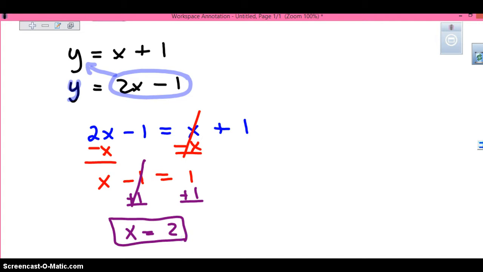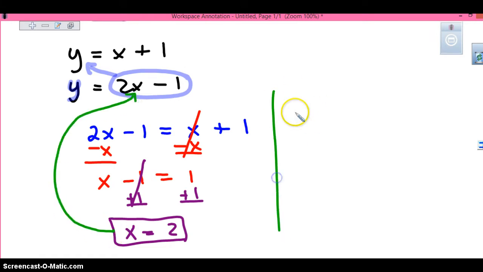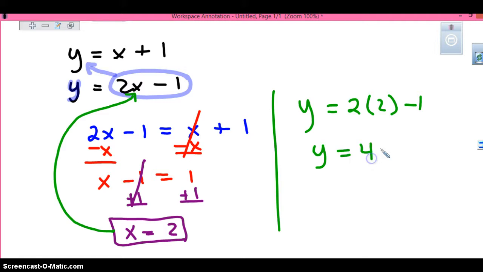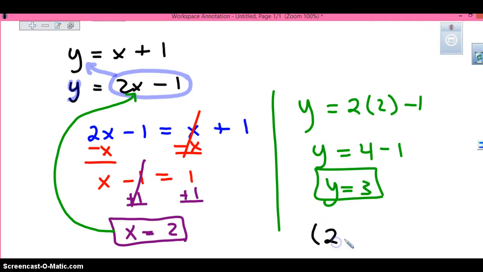Now that we have what x equals, we're going to substitute this back into either of my equations to find y. Let's put this one in here and say y equals 2 times 2 minus 1. This means y equals 4 minus 1, so y equals 3. The solution to the system of equations would be x equal to 2 and y equal to 3. If we were graphing this system of equations, the lines would intersect at ordered pair 2, 3.